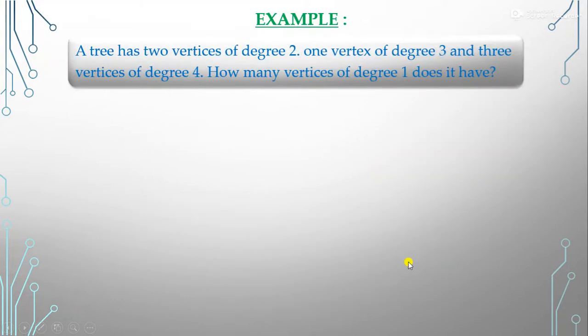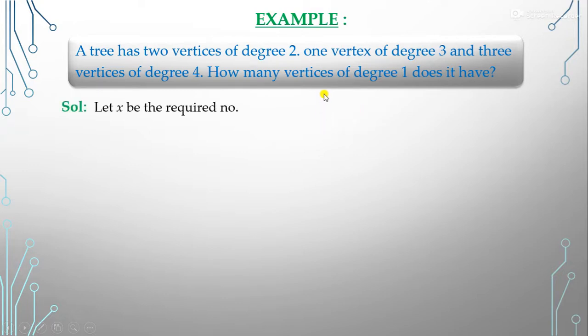So now let's take one example. Actually this is the example for the trees, and this is a very important example. Here it says that a tree has 2 vertices of degree 2, 1 vertex of degree 3 and 3 vertices of degree 4, then how many vertices of degree 1 does it have? So now you have to calculate the vertices which have degree 1.